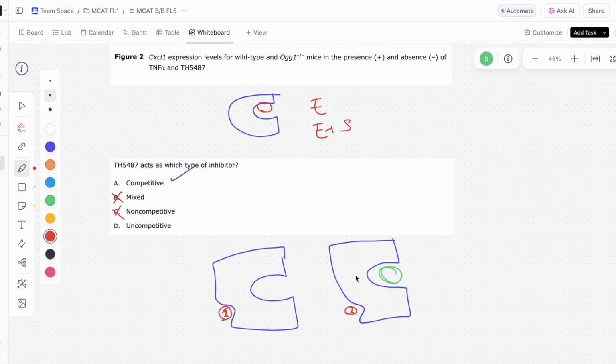And then what does uncompetitive mean? Uncompetitive means that it can only bind the enzyme when the enzyme is bound to its substrate. So the inhibitor can only be in this formation where it binds the enzyme substrate complex. It can't bind it without its substrate. So again, the inhibitor can bind the enzyme only when the enzyme has the substrate bound as well. Again, that's not the definition we're given, so we know that A has to be the correct answer here.